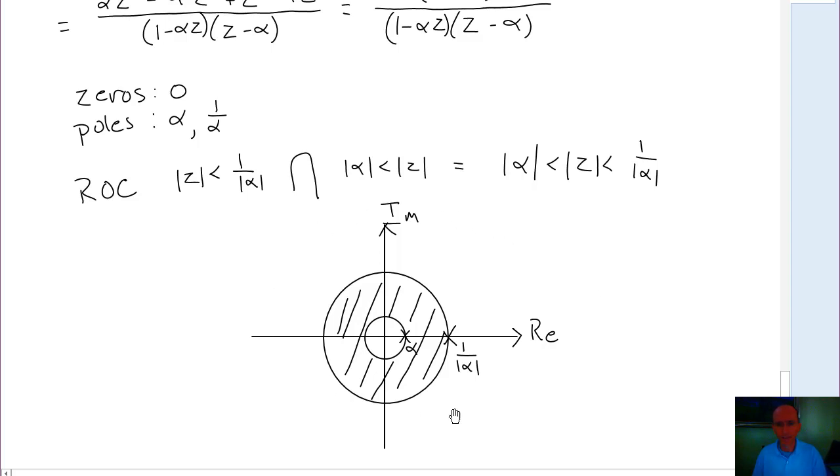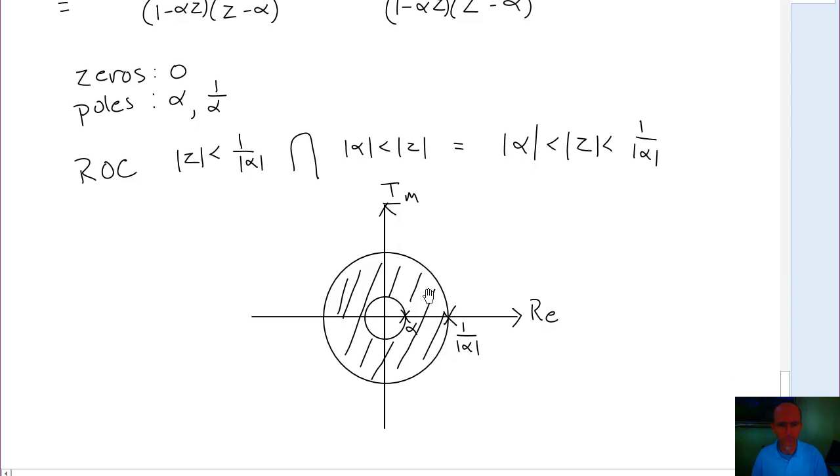If we draw the pole-zero diagram and write the region of convergence, it'll look like this. I didn't write the zero at the origin, but we have two poles, right? Alpha and 1 over alpha. As I mentioned at the beginning of the problem, alpha is going to be less than 1, so 1 over alpha is going to be greater than 1. And so we have alpha and 1 over alpha here. And we know that the region of convergence are values of z between those two extremes. A circle of radius alpha and a circle of radius 1 over alpha.